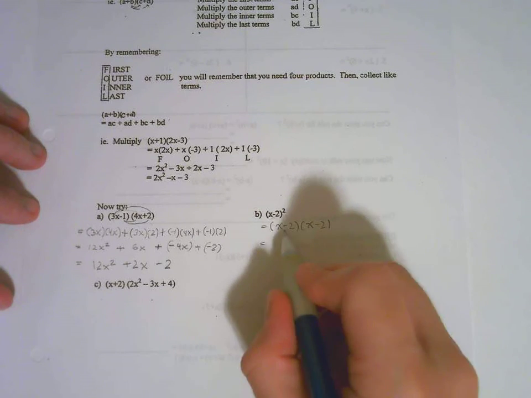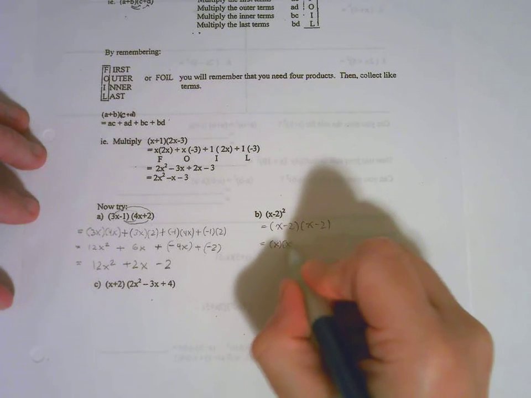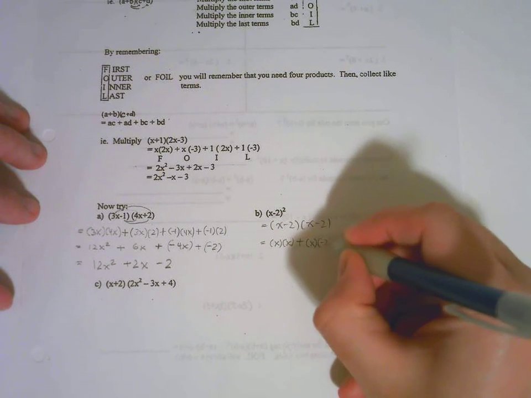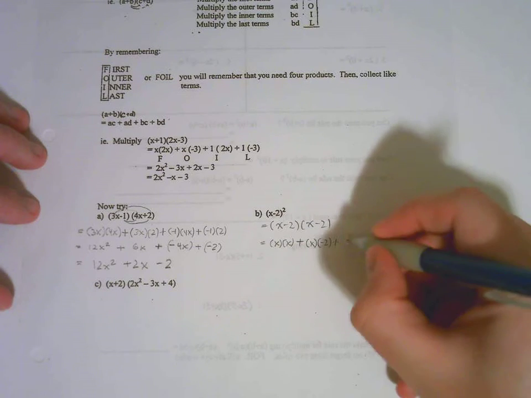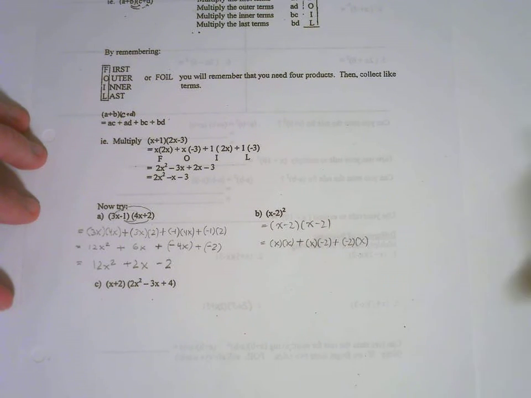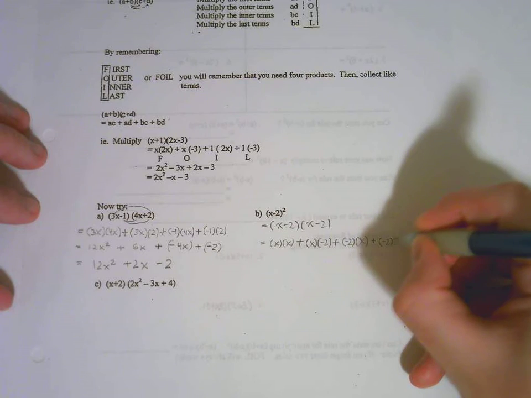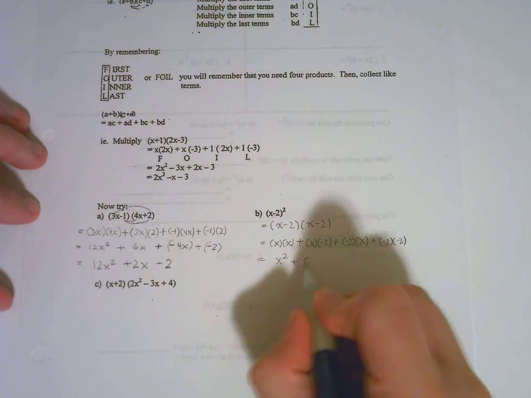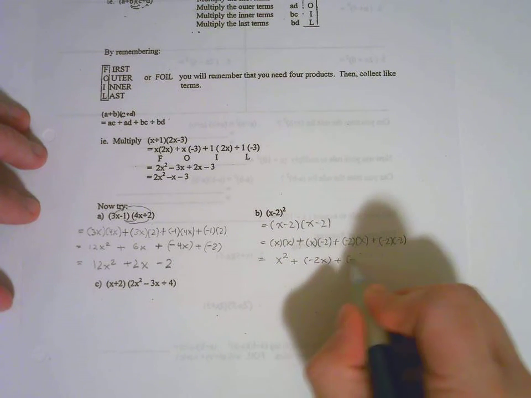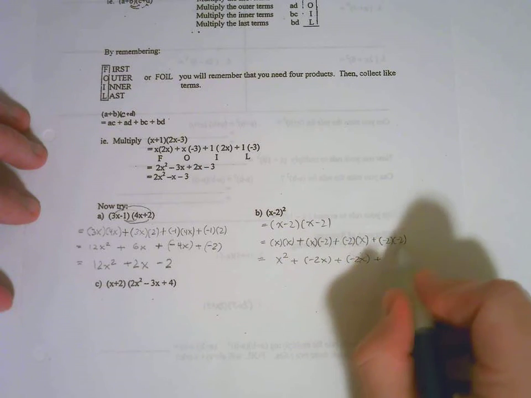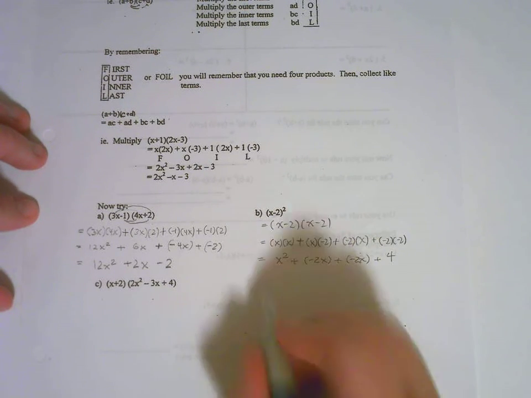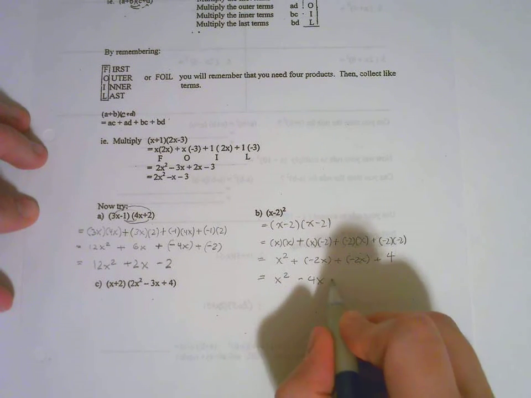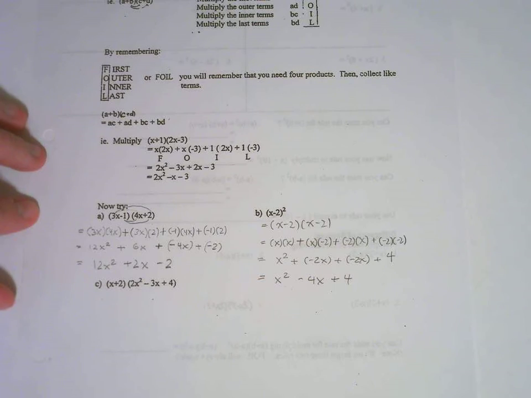So I'd multiply the firsts together, add, multiply the outers together, add, multiply the inners together, add, and then multiply the lasts together. And when we simplify this, I'm going to get an x squared plus -2x plus -2x plus +4. So if I collect my terms, I should get an x squared. These are like. So that's the expansion then.